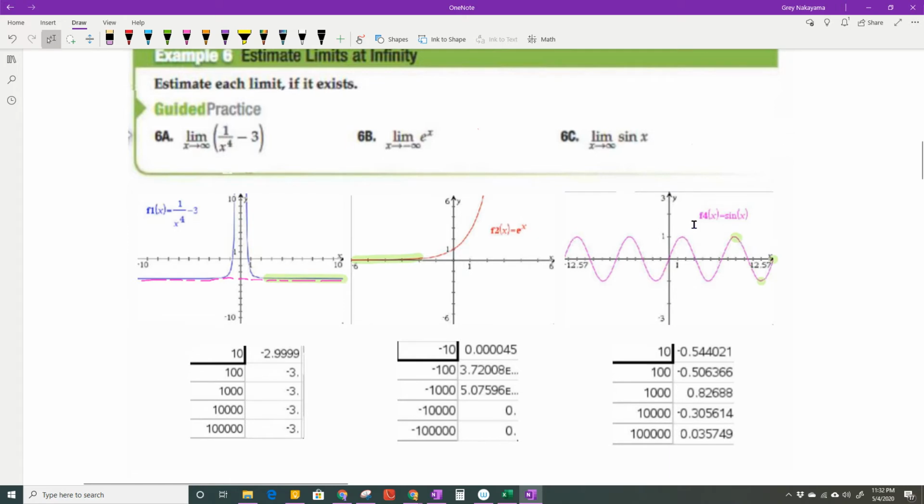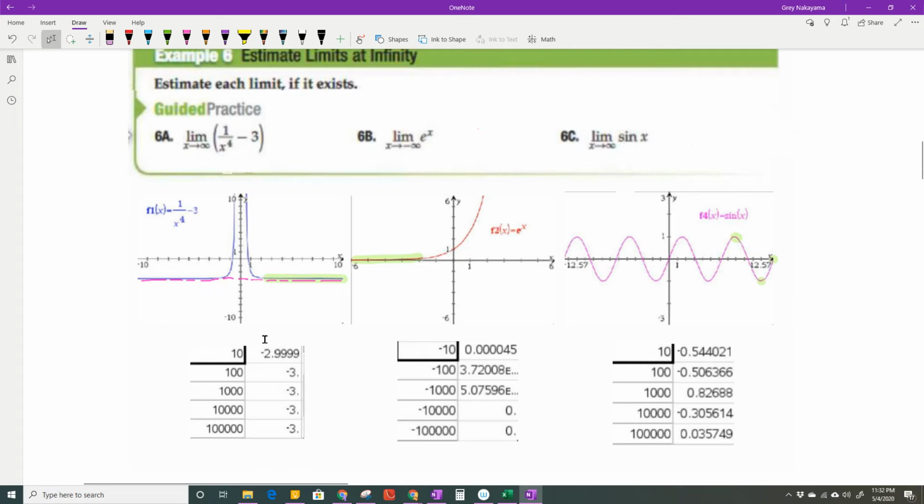Okay, so the first one that we have, we're estimating the limit as x approaches infinity of 1 over x to the fourth minus 3. Again, we are looking at the graph, so you're going to pull this up in ClassCalc or Desmos, however you want to. When you see this graph of a function, we're looking for x approaching positive infinity. Well, positive infinity is on the right. So when I'm looking at this graph, I can see that it is approaching this number.